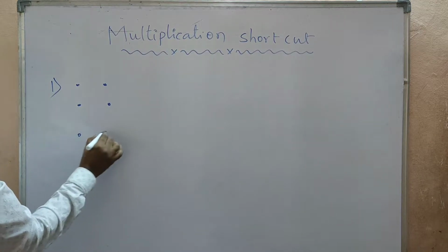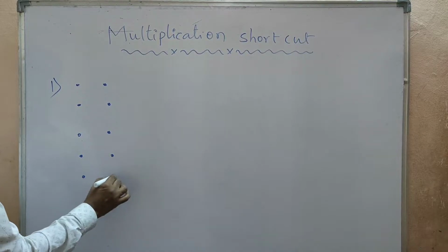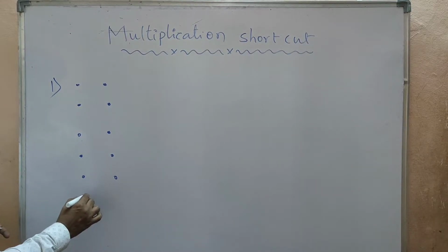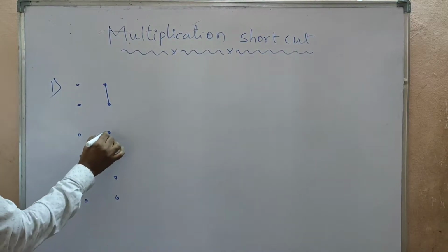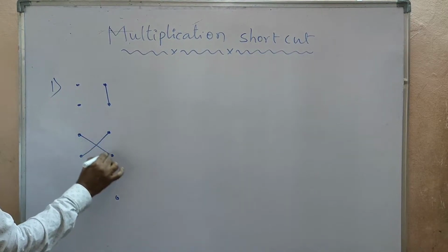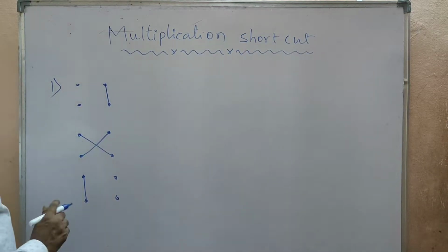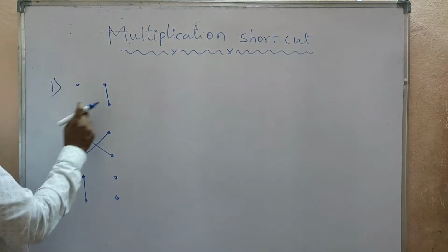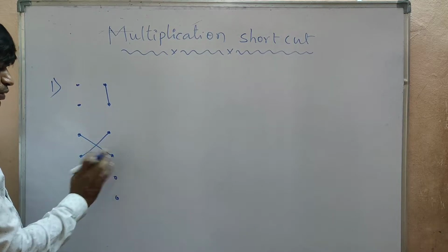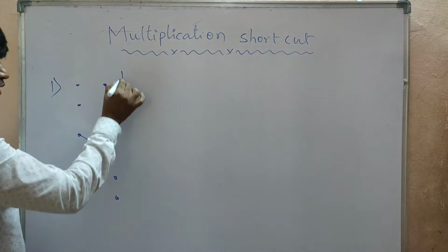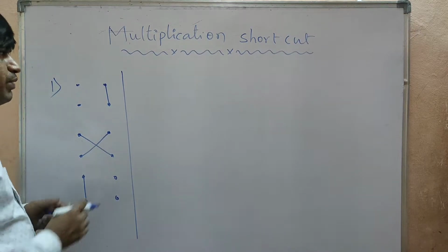Here is the first method I am taking. This one into this one, next this one into this one, plus this one into this one, next this one into this one. How do you do 2 by 2 numbers multiplication with the help of this method?